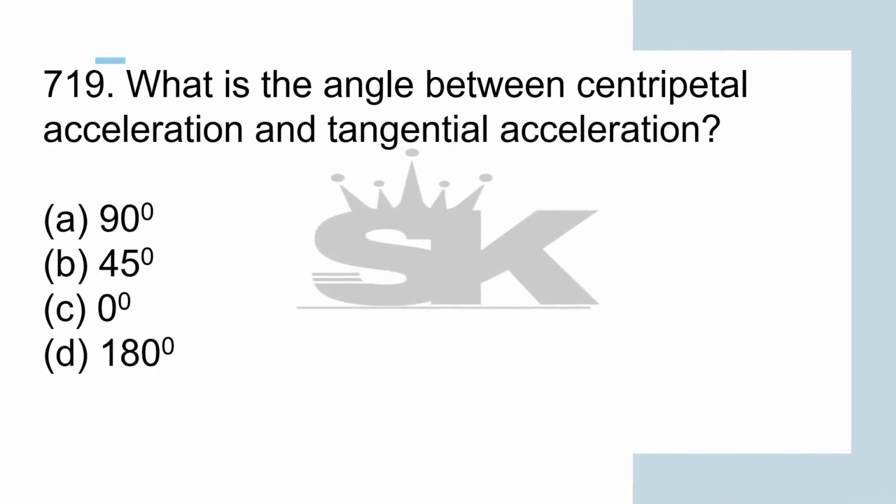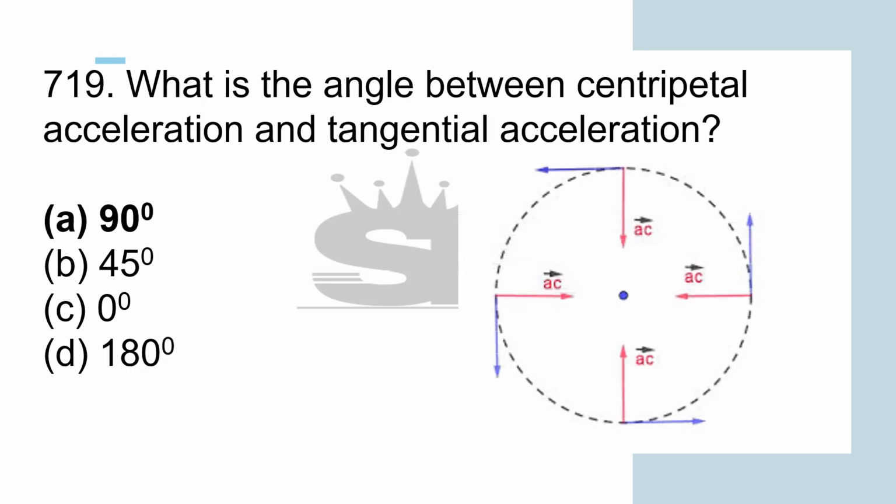What is the angle between centripetal acceleration and tangential acceleration? That is 90 degrees. You can see in the image, centripetal means along the circle radius, while tangential means along a line tangent to the circle. Since the radius is normal or orthogonal to the tangent, the angle is 90 degrees or pi by 2 radians.